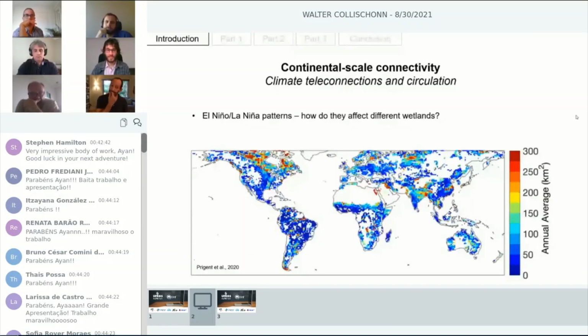Also, we have important climate teleconnections and climate circulation processes that connect these areas, not only at continental scale, but also at global scale. So, for instance, El Niño patterns can affect many wetlands at the same time with similar hydroclimate processes.